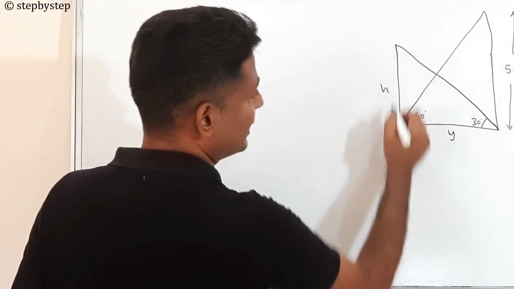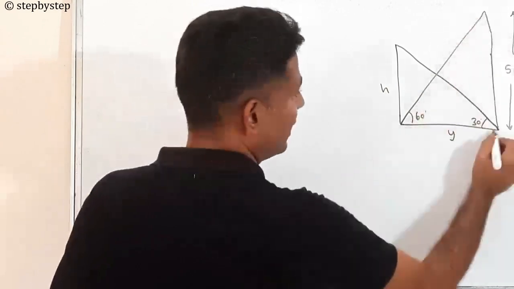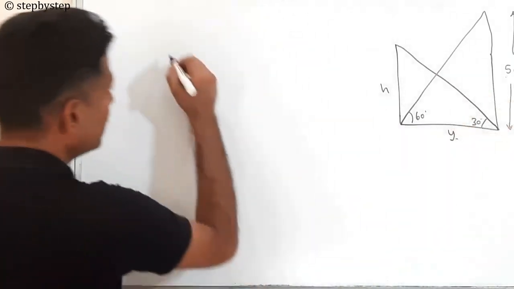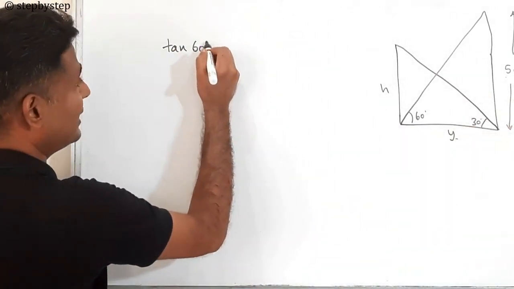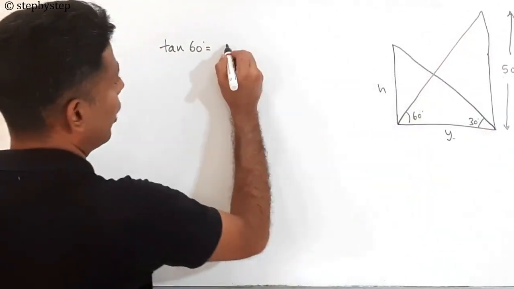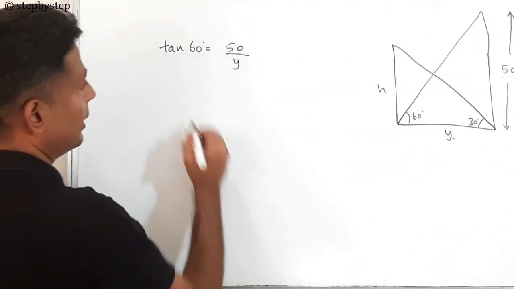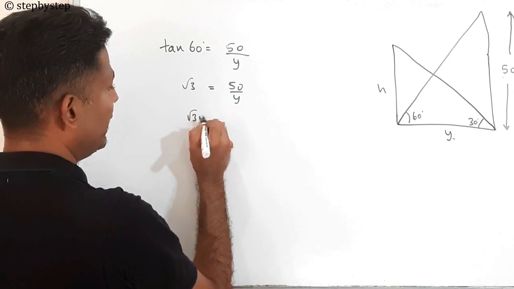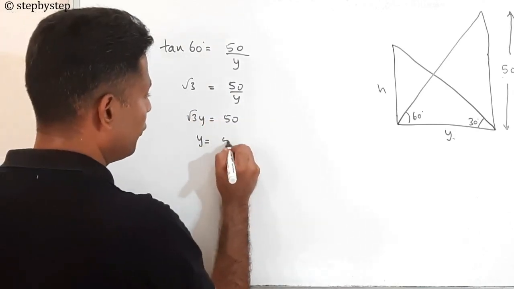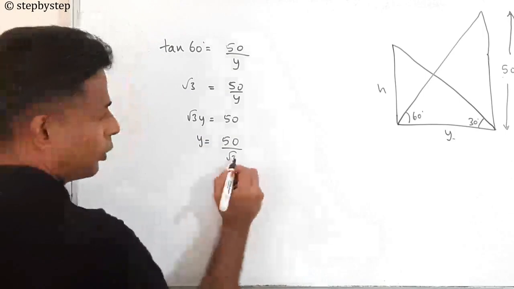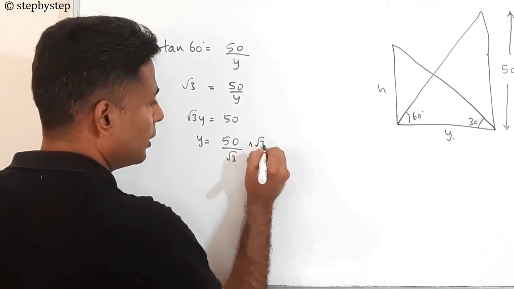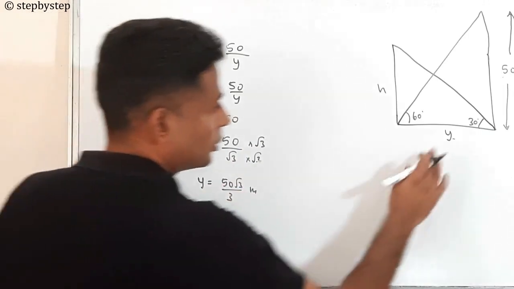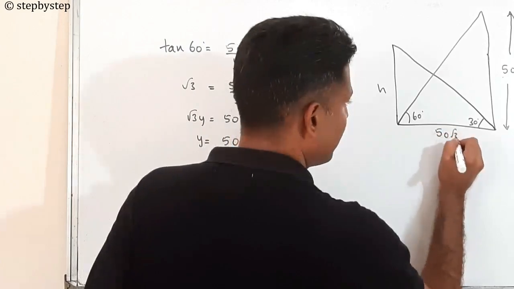So now if we take this triangle, it has two unknowns. But if we take this triangle, you know one side, you can find the other. So we have this angle, we have opposite and adjacent. So we should take tan. So tan 60 degree in this triangle equal to opposite by adjacent, that is y. Tan 60 is root 3 equal to 50 by y. So root 3y equal to 50. So y equal to 50 by root 3, which we have to rationalize. So into root 3 into root 3. So we get y equal to 50 root 3 by 3 meters.